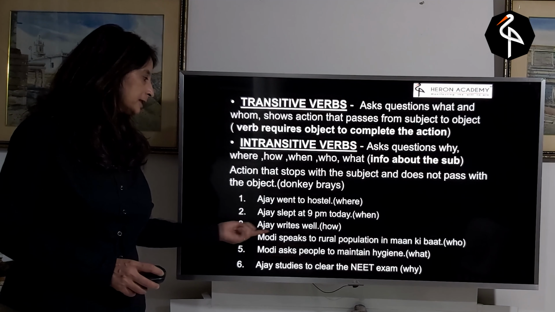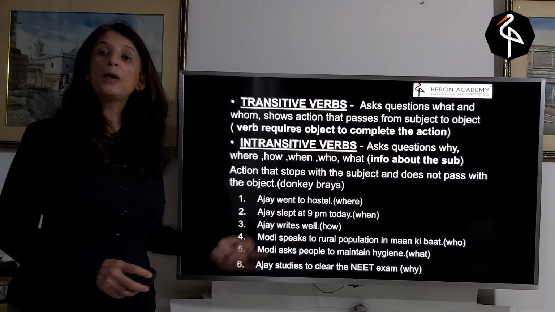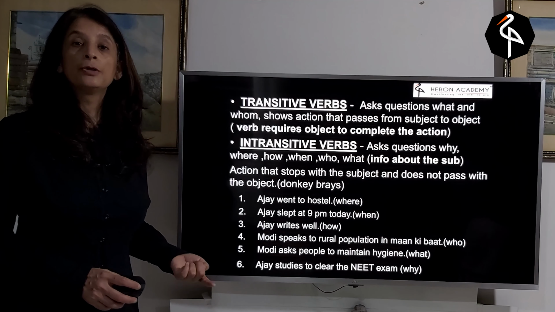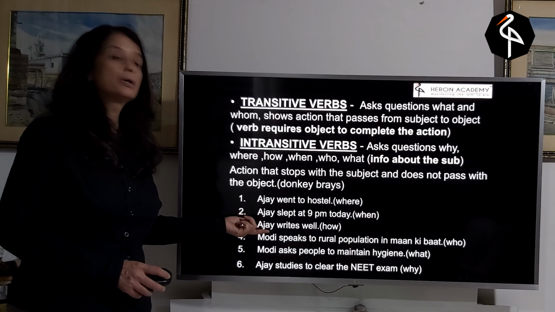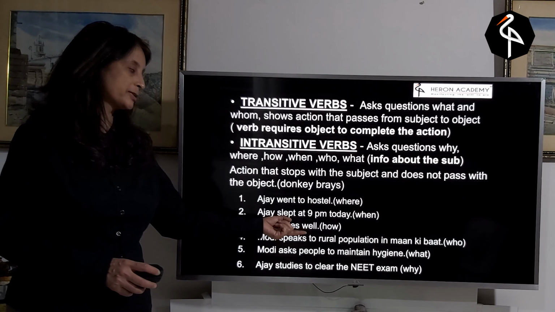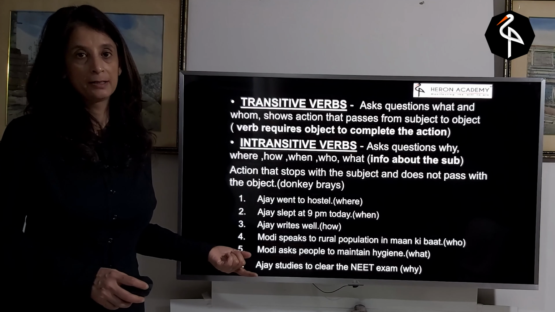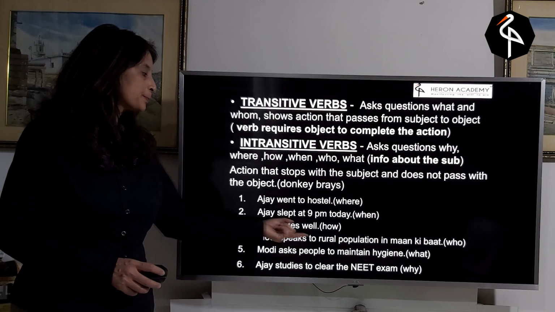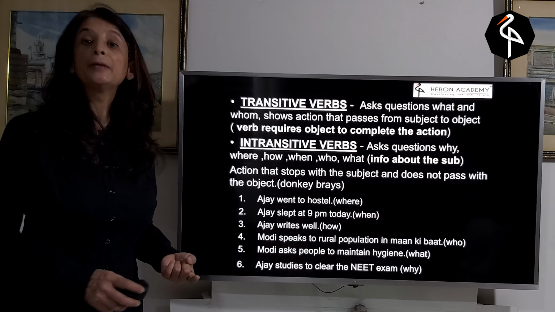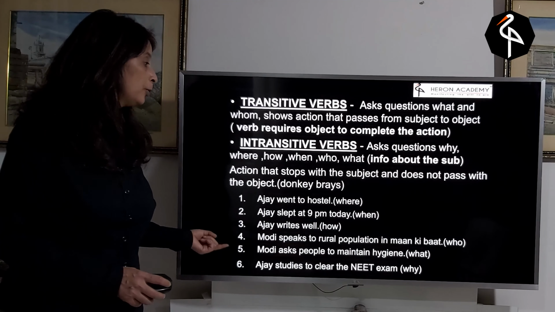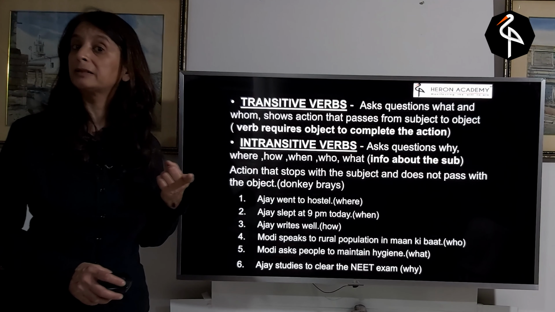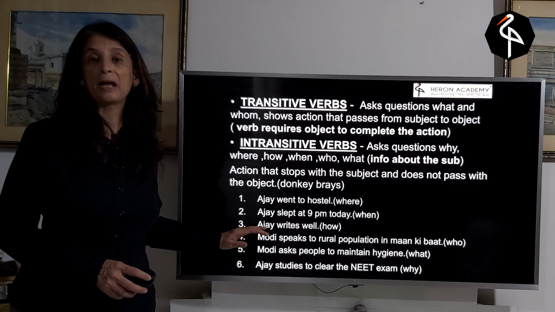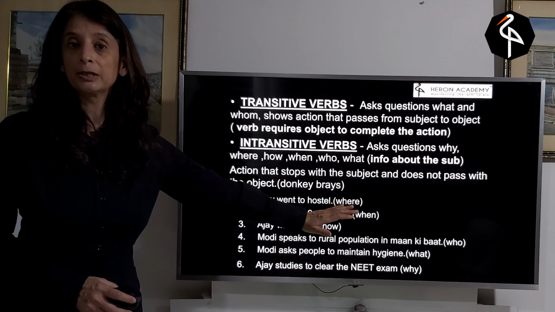Right? Then the third is: Ajay writes well. Now what are you talking about? You are talking about how Ajay writes. He writes well. Modi speaks to rural population in Mann Ki Baat. So that means who speaks to the rural population in Mann Ki Baat every time? It is our Prime Minister Mr. Narendra Modi.